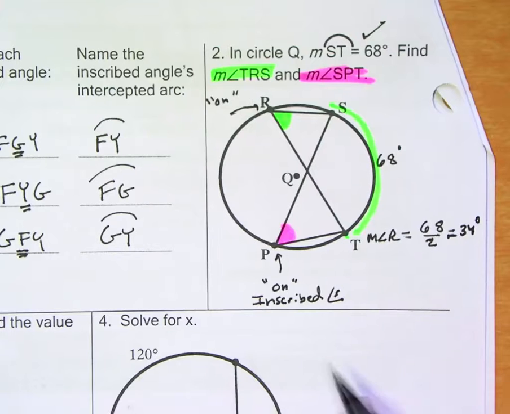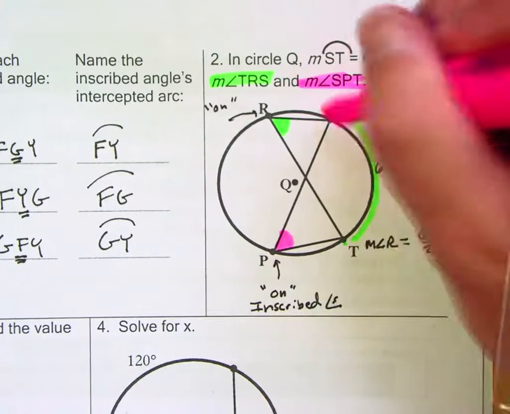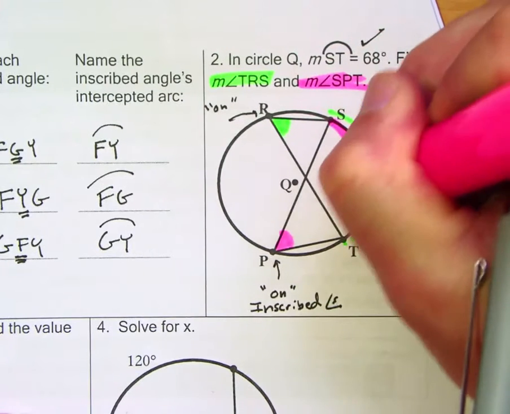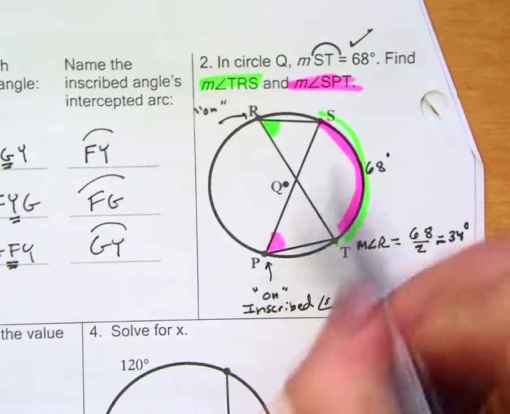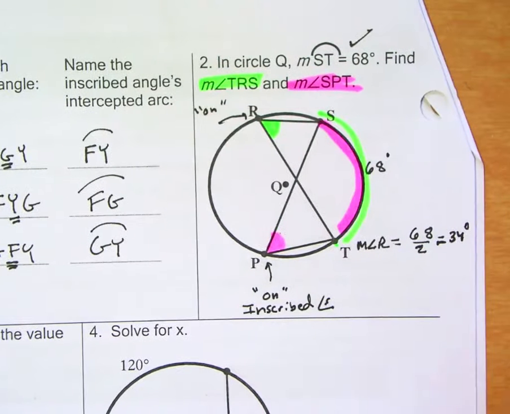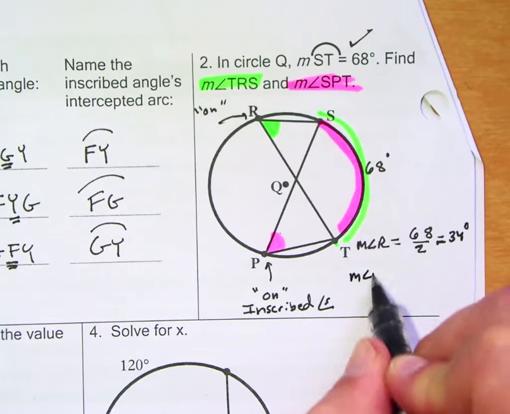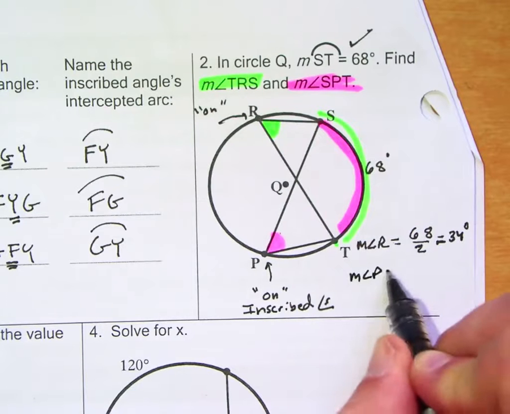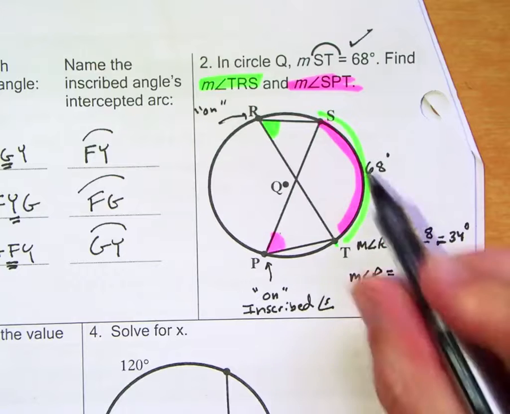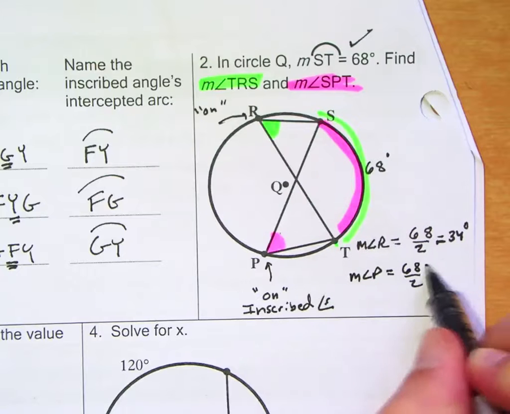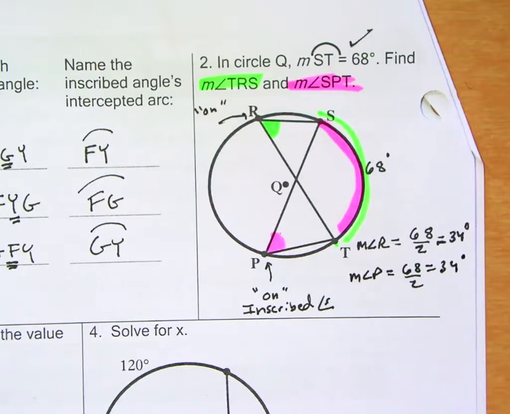But what about the measure of angle P? Well, shine its light, and notice it intercepts the same arc. This is kind of a cool thing that can happen. It's like a little puzzle. These two inscribed angles intercept the same arc. So the measure of angle P, in this case, is going to be equal to half of its intercepted arc, half of 68, for 34 degrees.